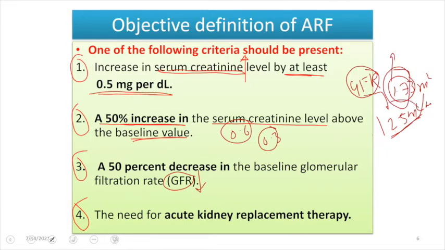So there should be a decline in this, and approximately a 50% decline in the GFR is considered acute renal failure. A 50% decline means it is roughly about 62 or 63 ml per minute. The next criterion is that there should be a need for acute kidney replacement therapy.